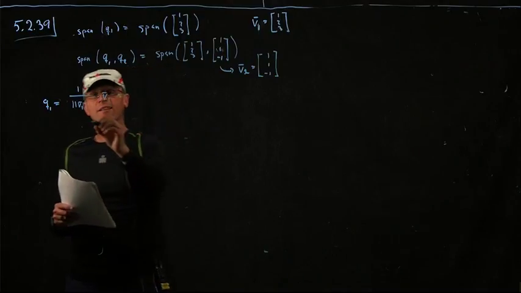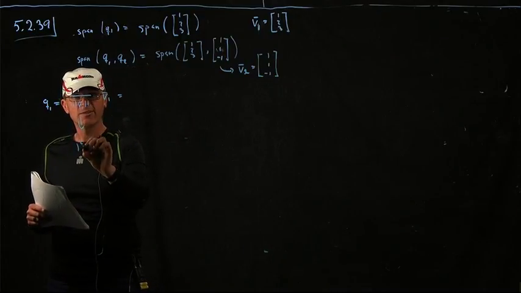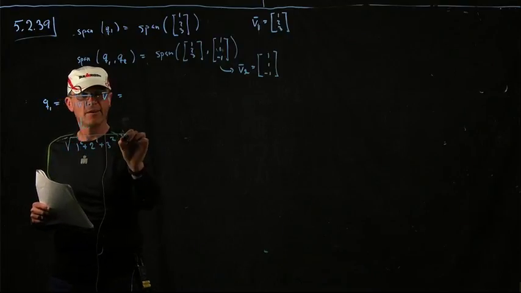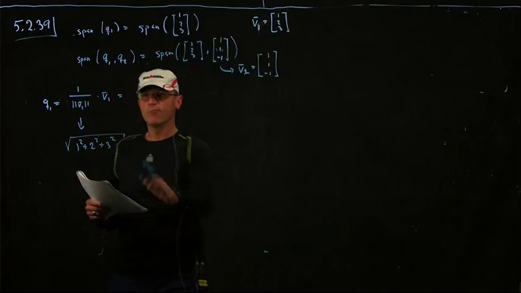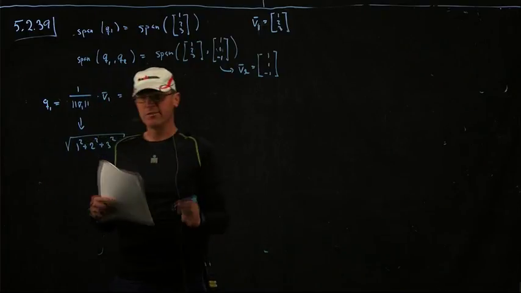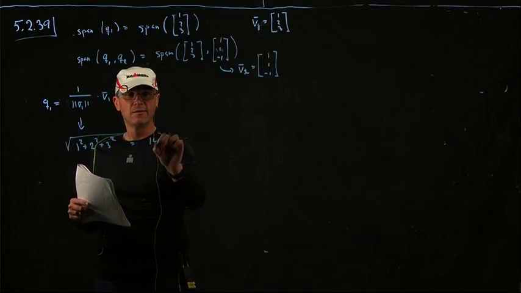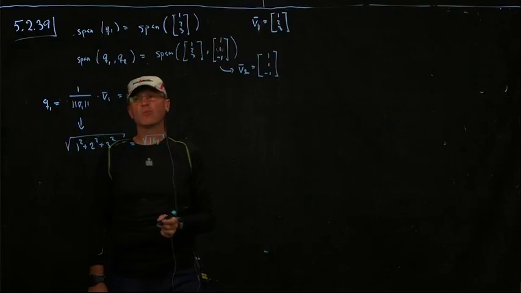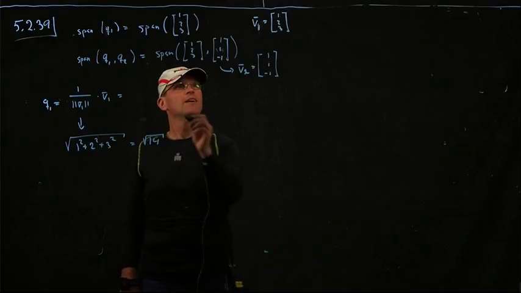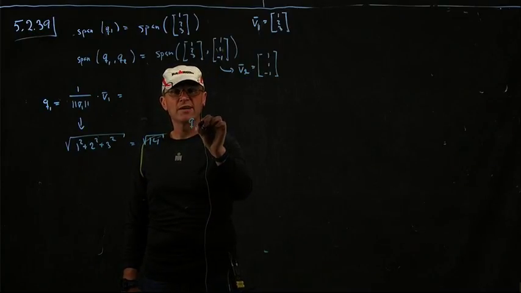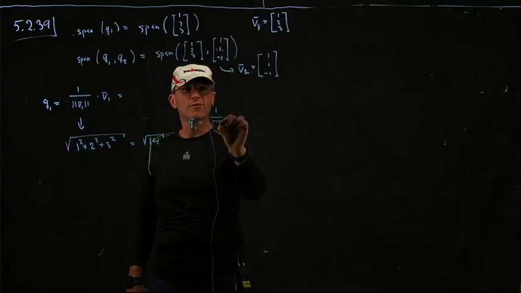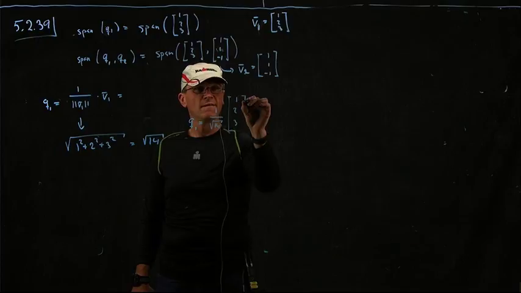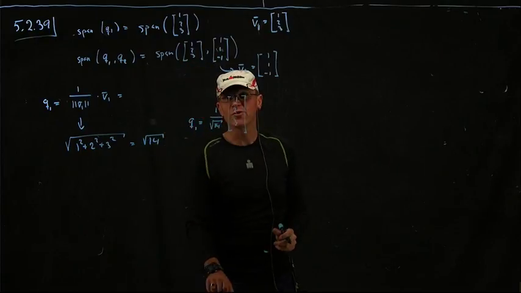So what is the length? Well, 1 squared plus 2 squared plus 3 squared. So 9 plus 4 plus 1, so 14. Square root of 14. Maybe not the prettiest number in the universe. So our Q1 vector is just 1 over square root of 14 times 1, 2, 3. So that's our Q1.